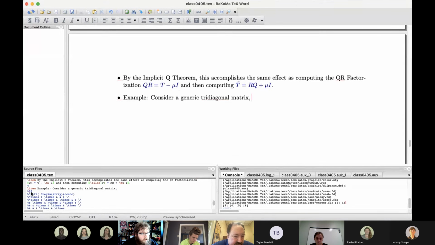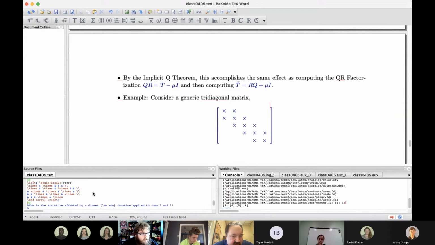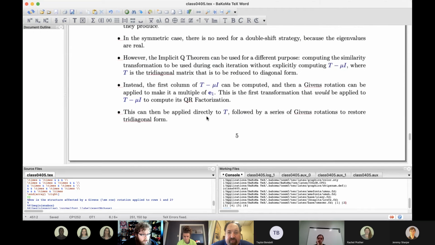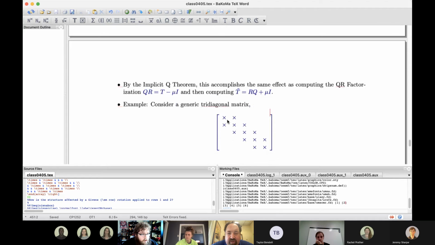So what you can do is write out a generic tridiagonal matrix where you just use X's to indicate where the non-zero entries are. So here we have an ordinary tridiagonal matrix. Then the first step is you come up with some Givens rotation, and because it's working on the first column of T minus mu I, which has only two non-zero entries, you're trying to zero the second entry. So it's going to work on rows 1 and 2.